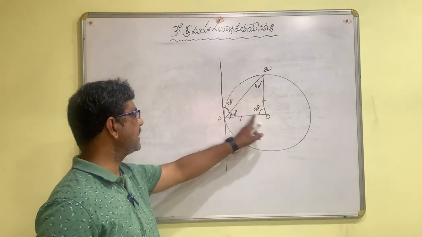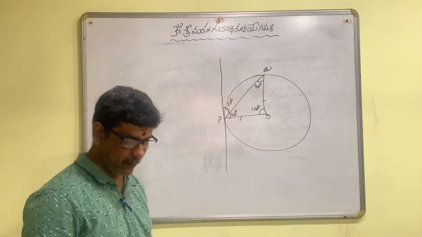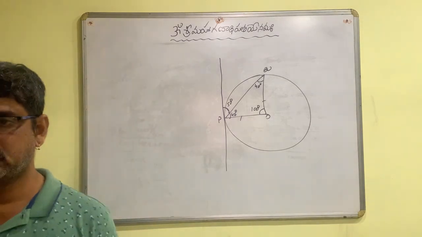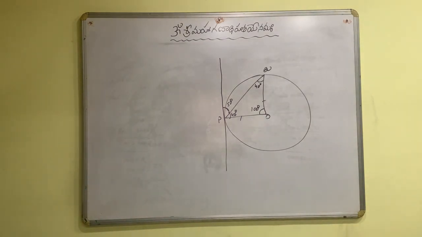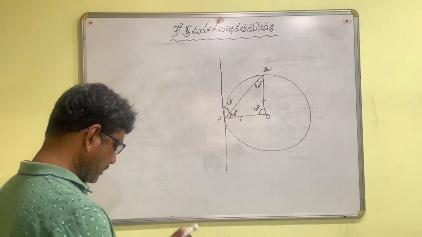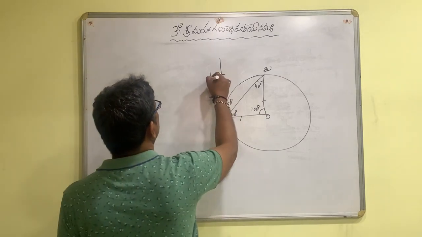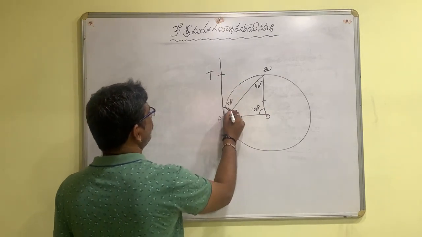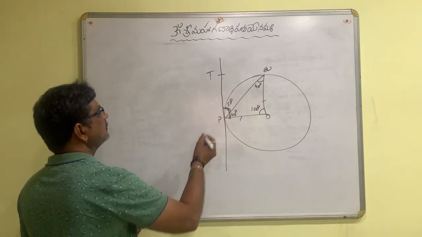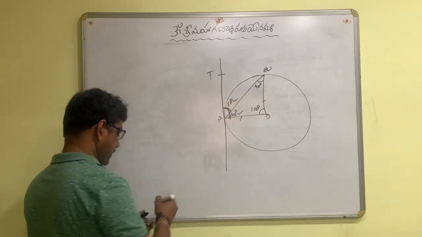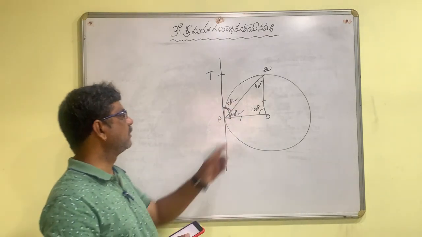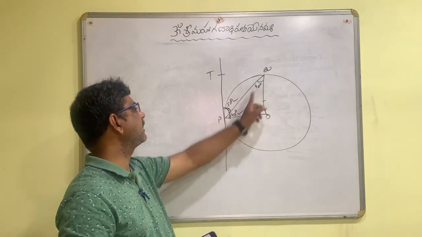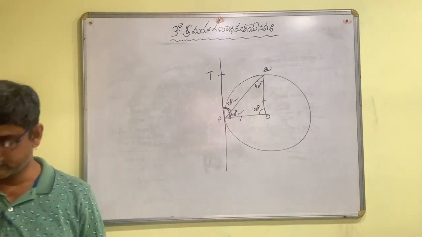Because radius is perpendicular to the tangent at their point of contact. So OPT is 90. Since this is 50, this will be 40. And we know PO and QO are equal, 40, then this will be 100.